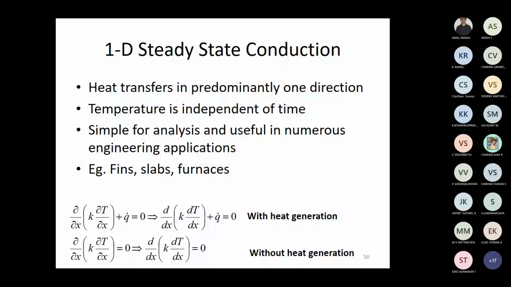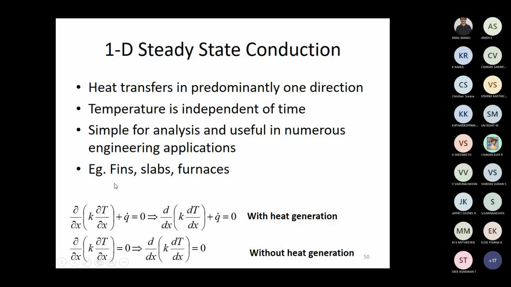So it may consider heat generation, it may not consider heat generation. So you see here, heat transfers predominantly in one direction. If it is a Cartesian coordinate, we generally take it as x direction. In the spherical and cylindrical coordinates, we take it as the r direction. Temperature is independent of time, so dou t by dou tau is not considered. Then it is simple for analysis and useful in numerous engineering applications. So even though it appears to be extremely simplified, it has got its own application. For example, in fins, in slabs and in furnaces, we use this treatment to find out the temperature distribution inside the object.